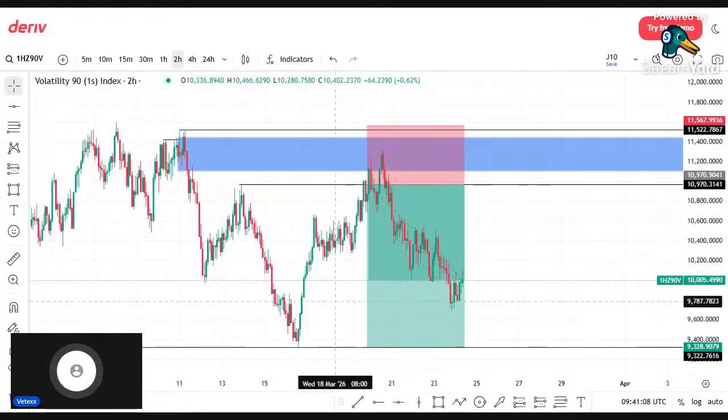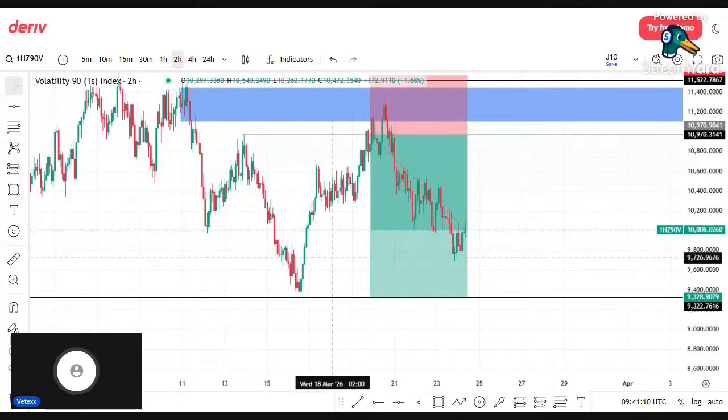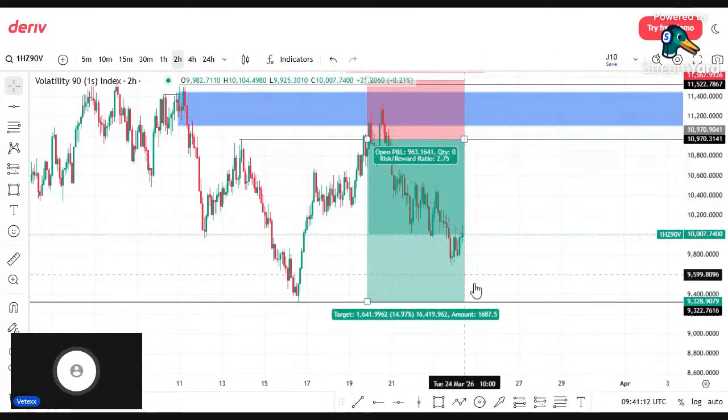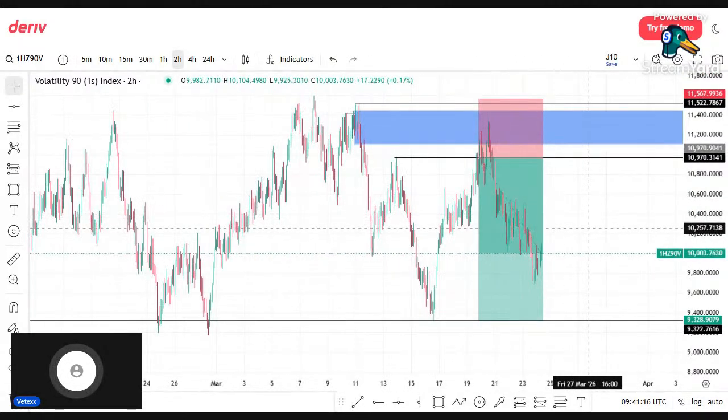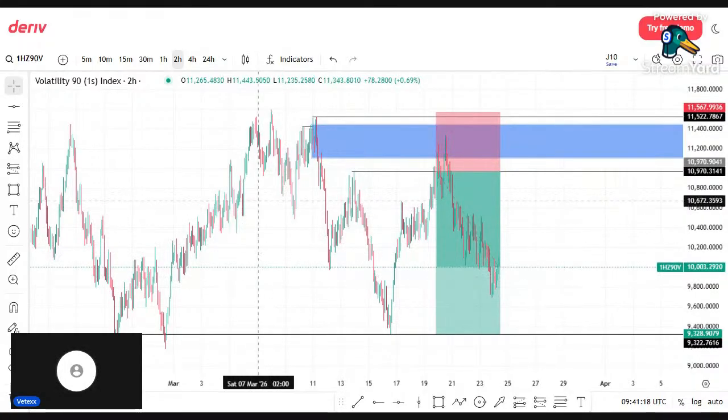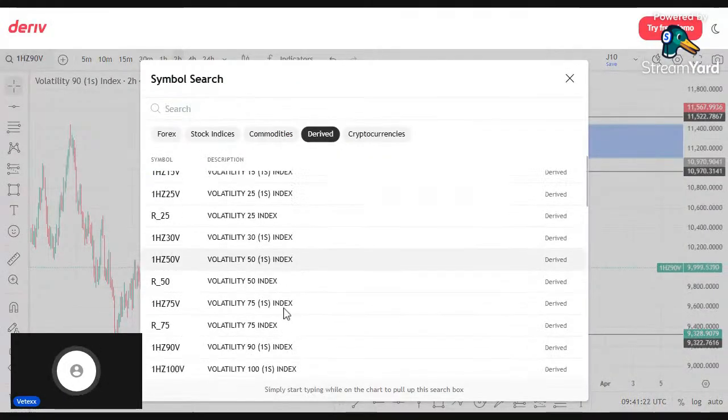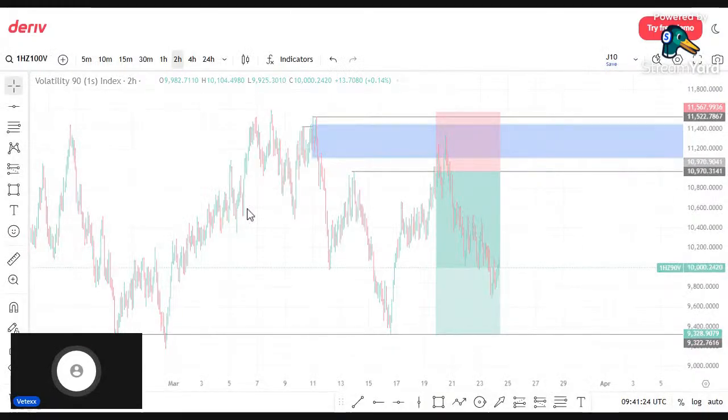So price is definitely going to take out this low and then give us another continuation on either the 1 hour time frame or the 4 hour time frame. So currently we don't have any business with V91 index. Okay, so the next pair I'll be checking out is V100 index.